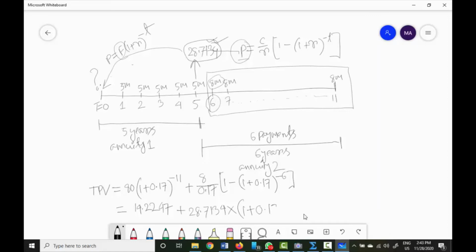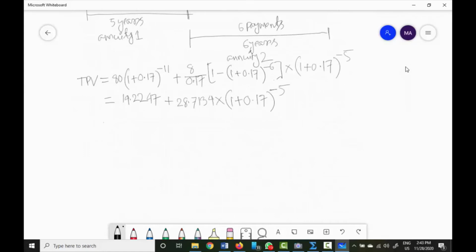R is 0.17. This is the cash flow we will get at period 5, so from 5 to 0 we need to move 5 periods behind. So here we will write (1 plus 0.17) power minus 5. This is the second part, right? So let us calculate this first.